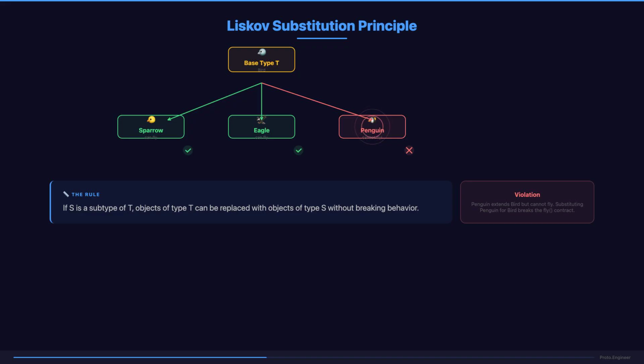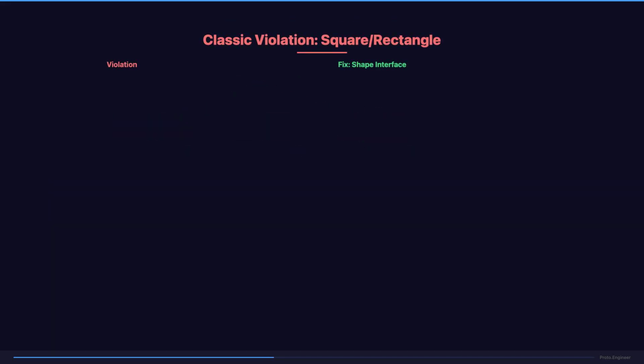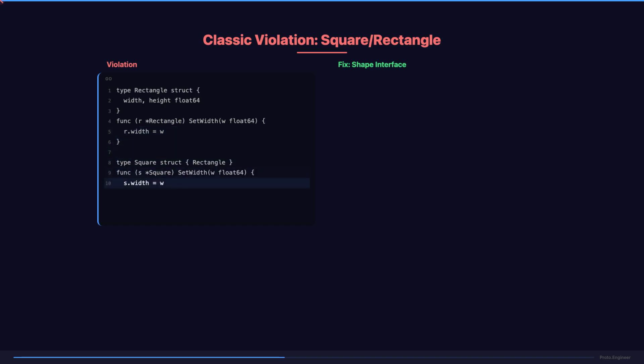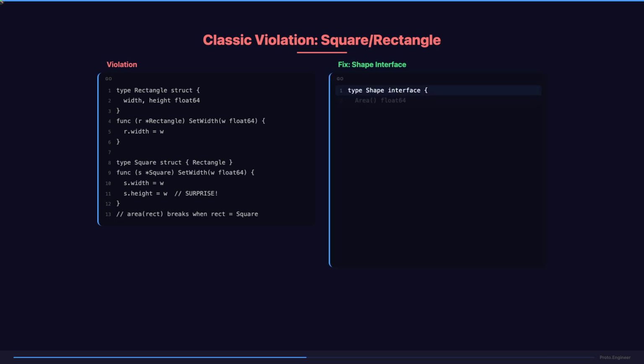The most famous Liskov violation is the square rectangle problem. You have a rectangle class with width and height. Square extends rectangle. But here's the trap. When you call setWidth on a square, it has to set both width and height to keep it a square. That means if someone writes code that sets the width to 5 and height to 10 and expects an area of 50, it breaks when you pass in a square. The square silently changes the height when you set the width.